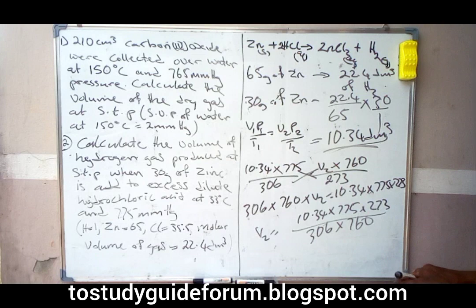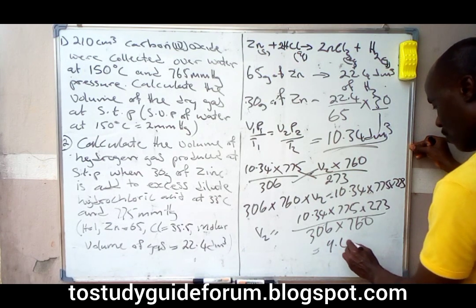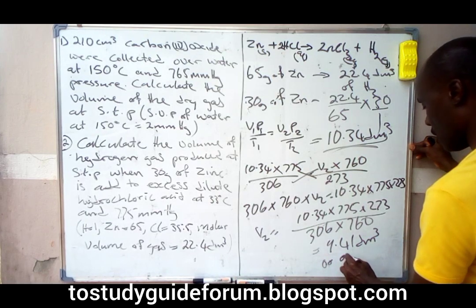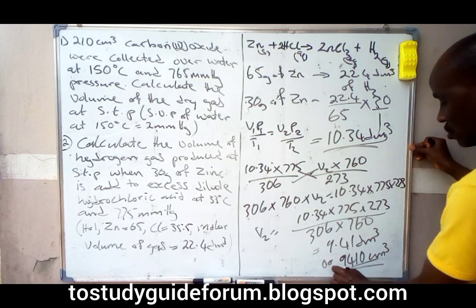Then when we multiply through, what we have will be equal to 9.41 dm³, or we can say 9410 cm³. So that's the final answer.